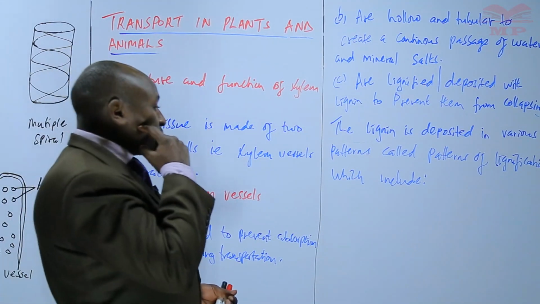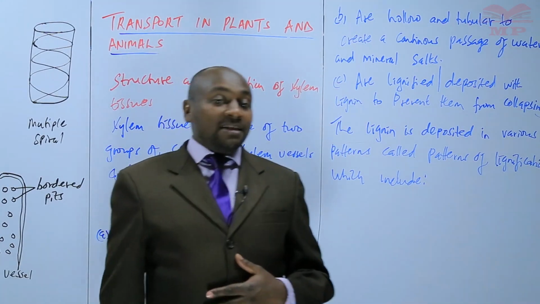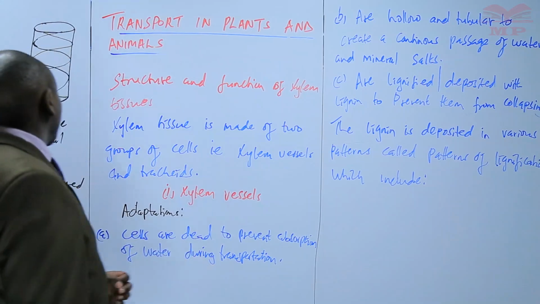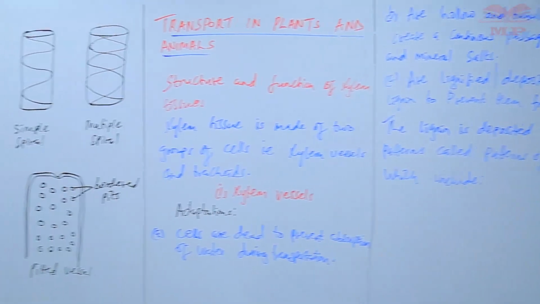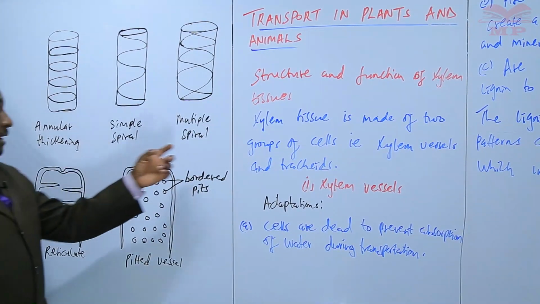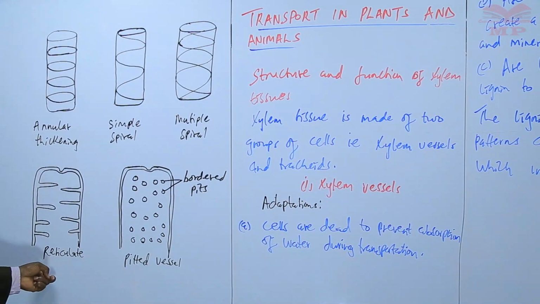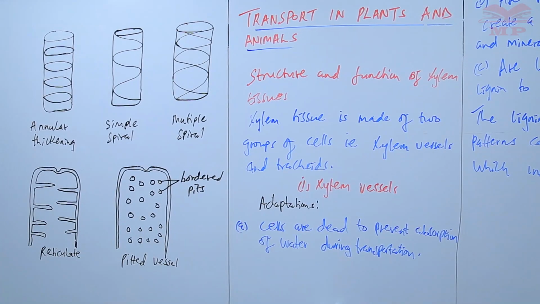And we have also seen that there are different patterns of lignification. And these patterns are as follows. There is annular thickening. We have the simple spiral, multiple spiral, reticulate thickening, and pitted vessel. So these are what we are calling the patterns.